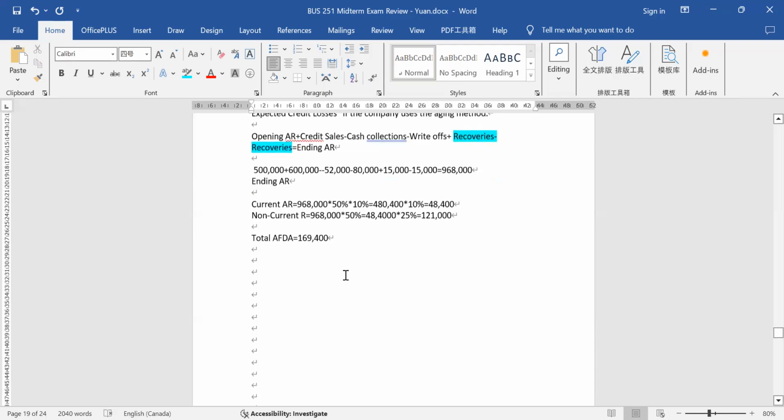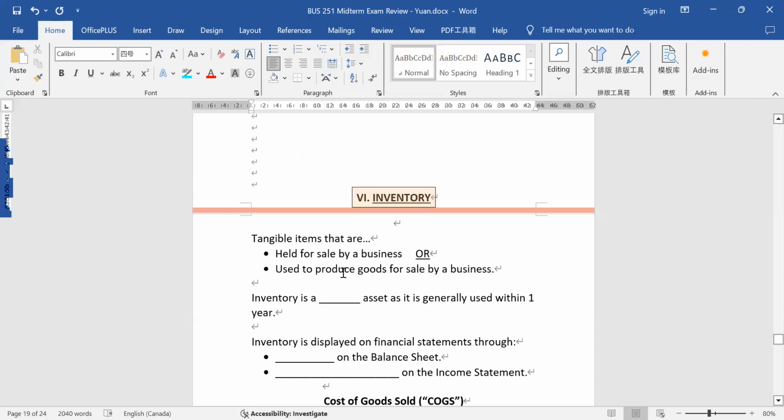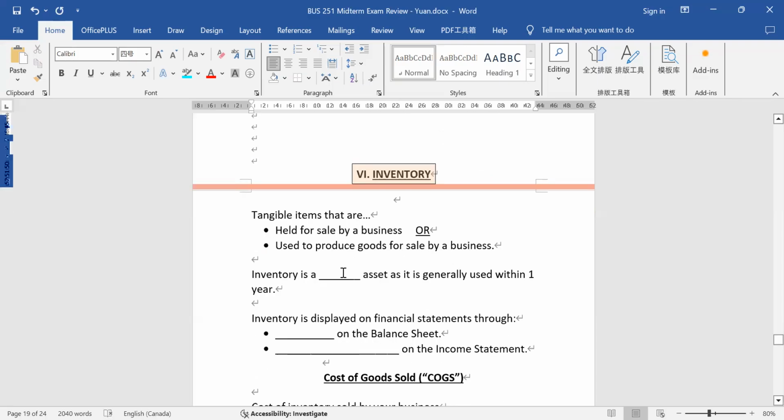Okay, let's move to the next one, inventory. So inventory are the tangible items that we held for sale by a business or use this to produce goods for sale for a business. For example, it could be raw material and the supplies. So inventory is a current asset as it is generally used within 1 year.